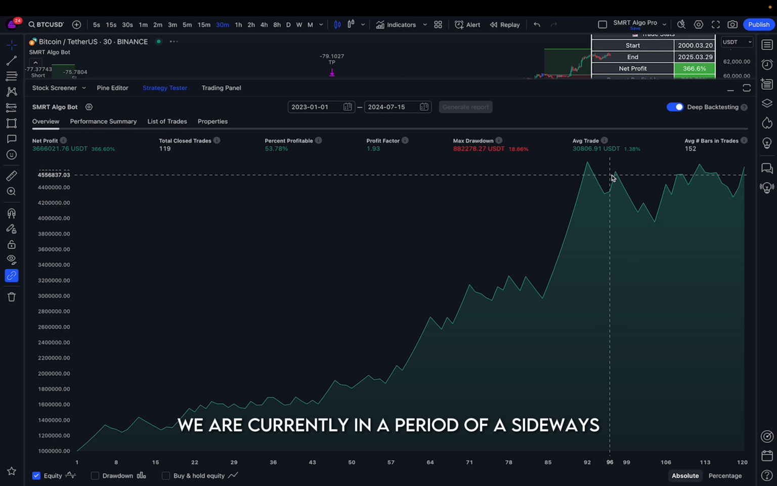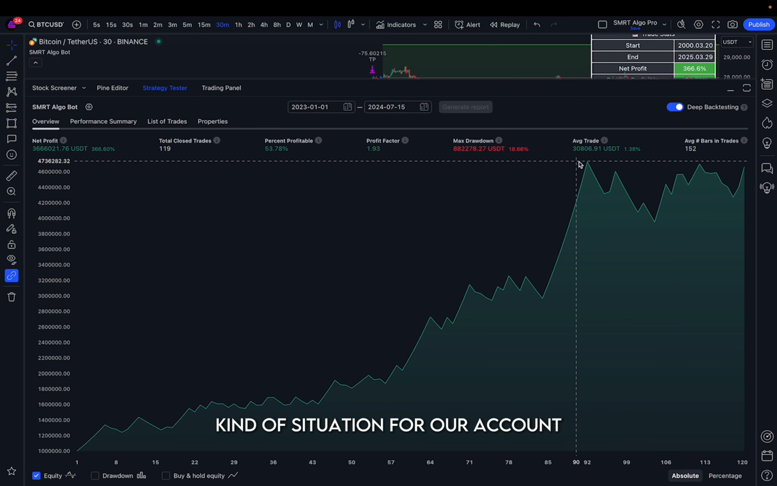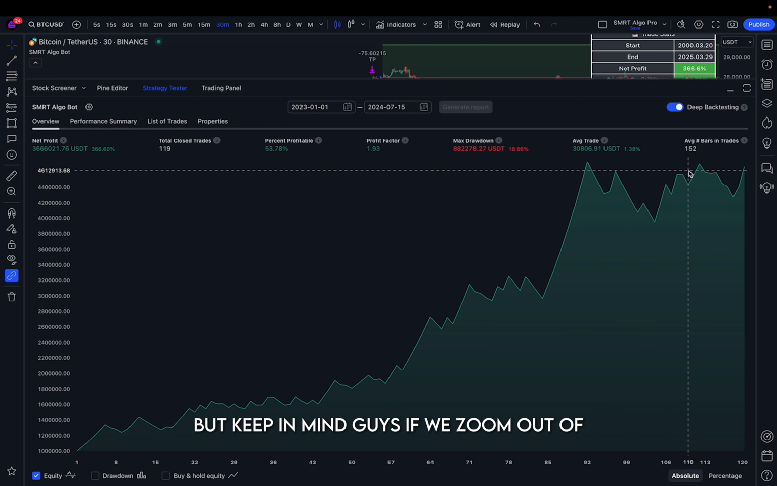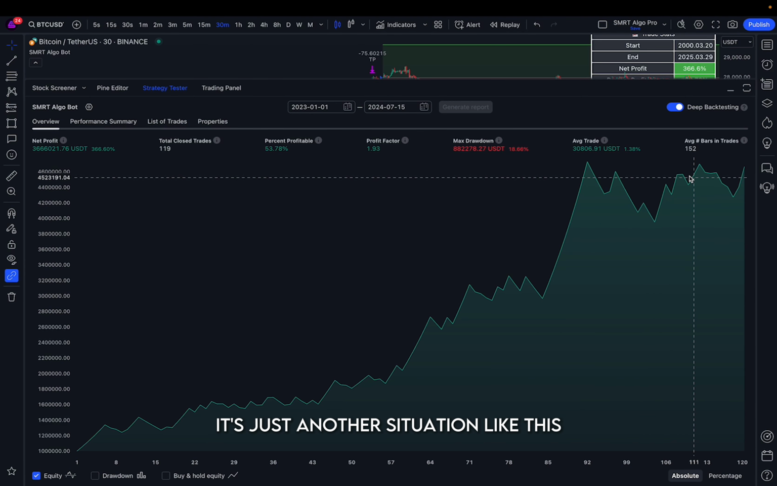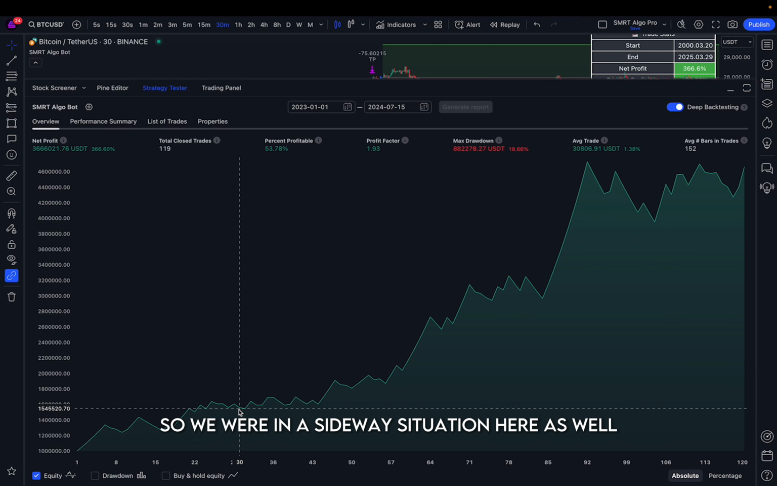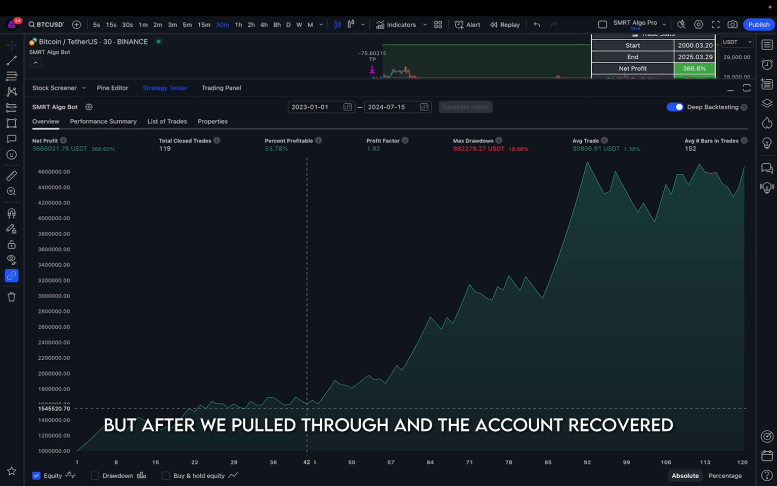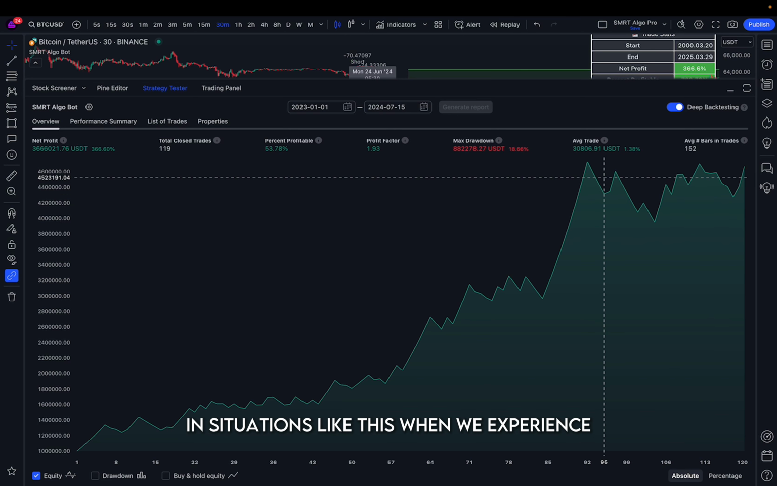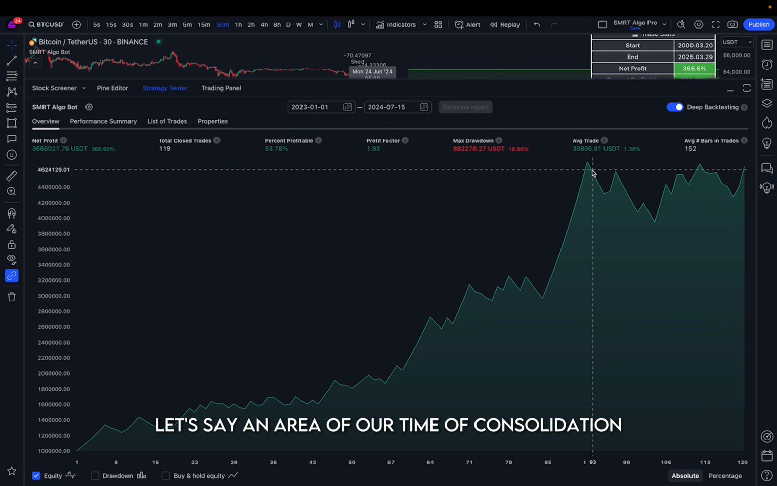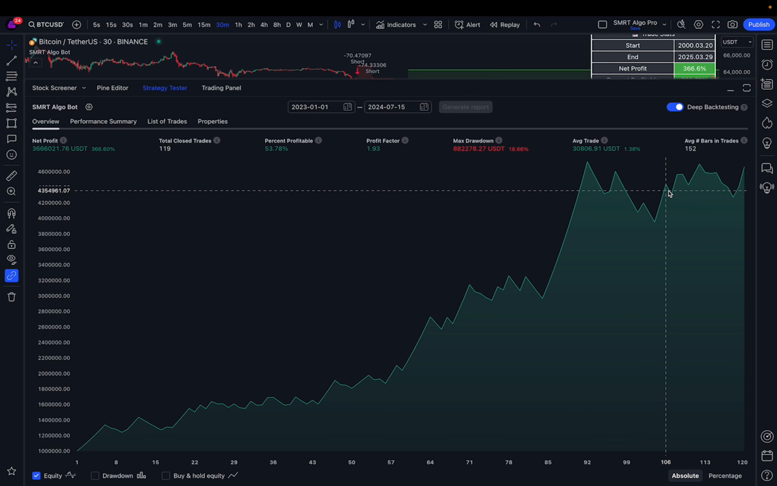We are currently in a period of a sideways kind of situation for our account, but keep in mind, guys, if we zoom out of, let's say, this area here and look at the bigger picture, it's just another situation like this. So we were in a sideways situation here as well, but after we pulled through and the account recovered and we were trading in profits again. In situations like this, when we experience a time of consolidation, we really need to zoom out and look at the bigger picture.